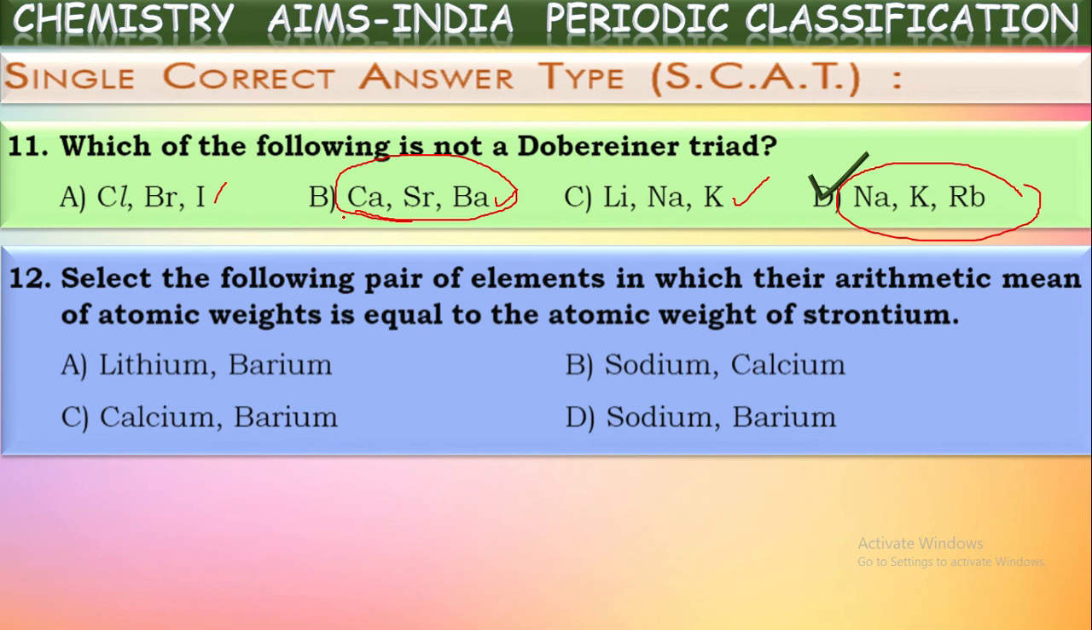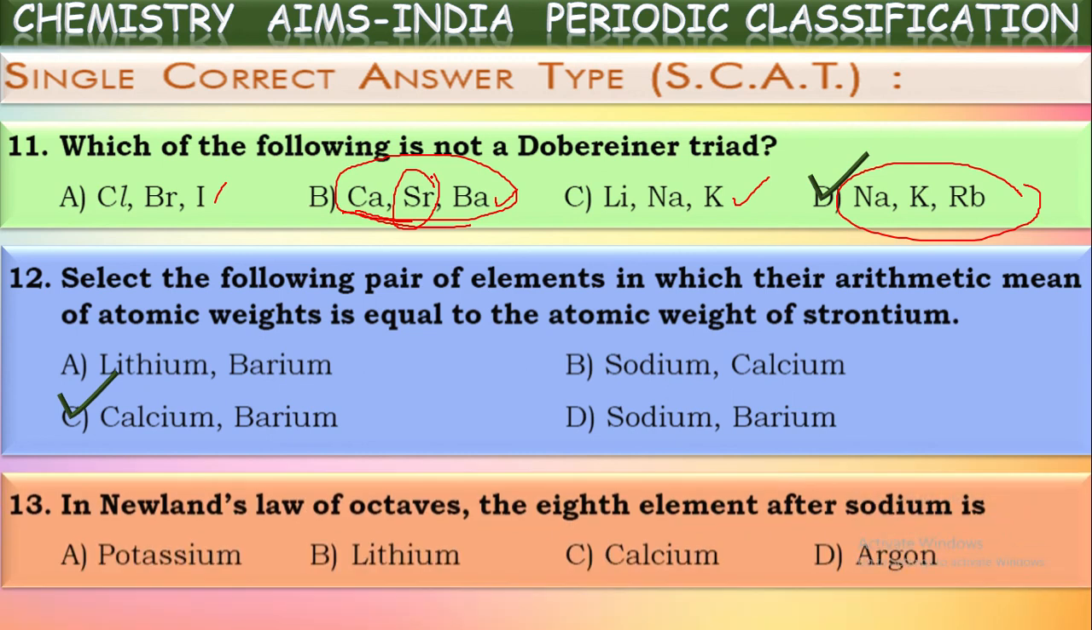And in these three, strontium is at the middle. Now the atomic mass of strontium is equal or nearly equal to the arithmetic mean of the atomic masses of calcium and barium. If you take the average of these two, that will be nearly equal or equal to the atomic mass of strontium.